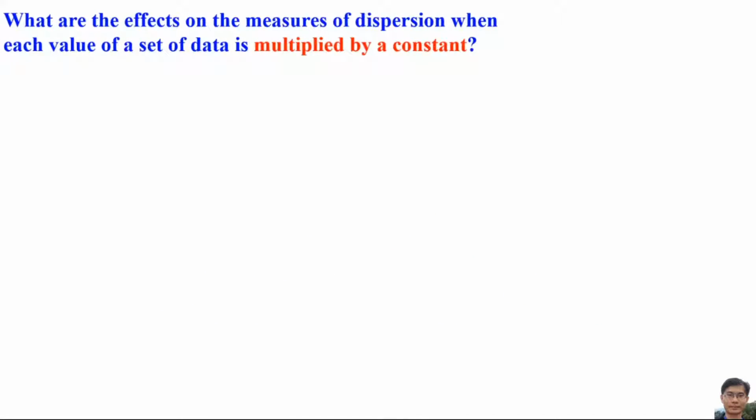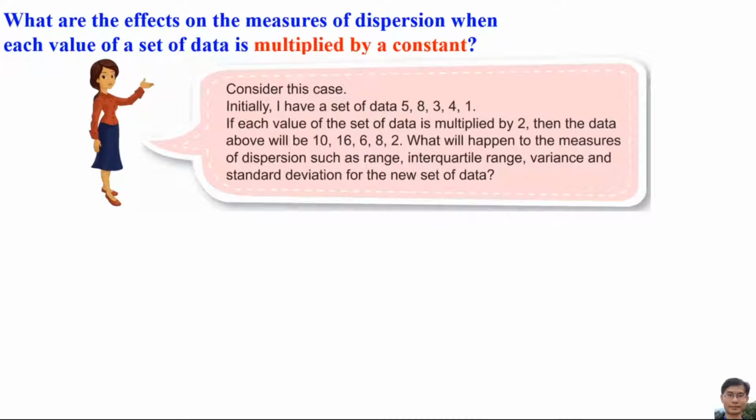What are the effects on the measure of dispersion when each value of the set of data is multiplied by a constant? Consider this case. Initially, we have a set of data 5, 8, 3, 4, 1. If each value of the set of data is multiplied by 2, then the data above will be 10, 16, 6, 8, 2. What will happen to the measure of dispersion such as range, interquartile range, variance, and standard deviation for the new set of data?